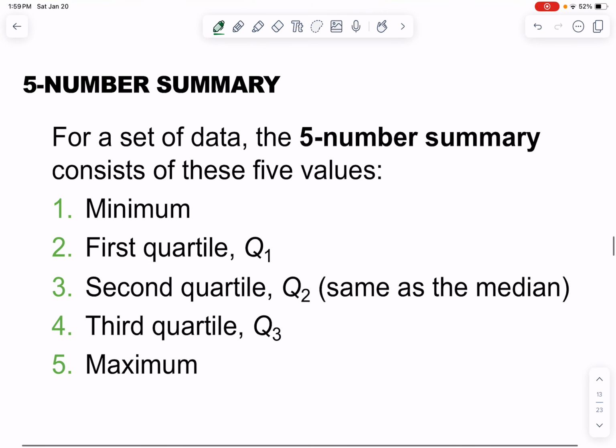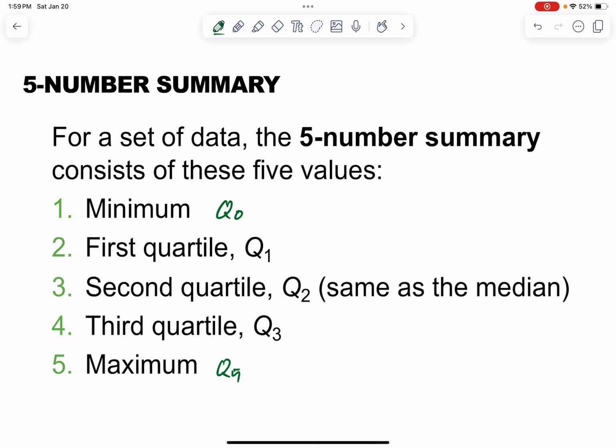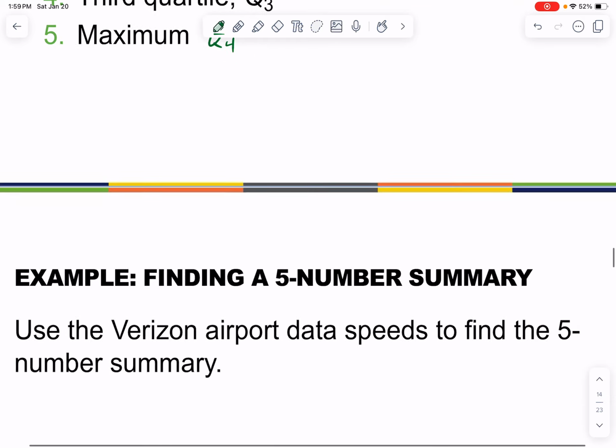So, the 5-number summary, you could think of this as being Q0, Q1, Q2, Q3, and Q4. Okay, for a set of data, the 5-number summary consists of these 5 values. Minimum, first quartile, second quartile, third quartile, and the maximum. And remember, that was the same as the median.